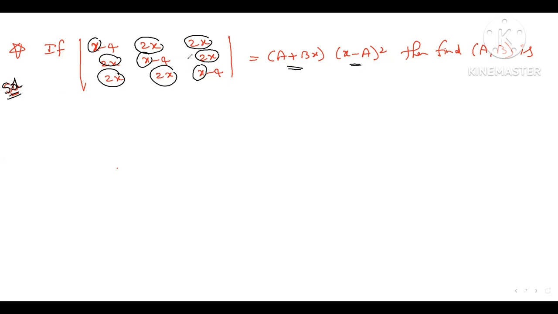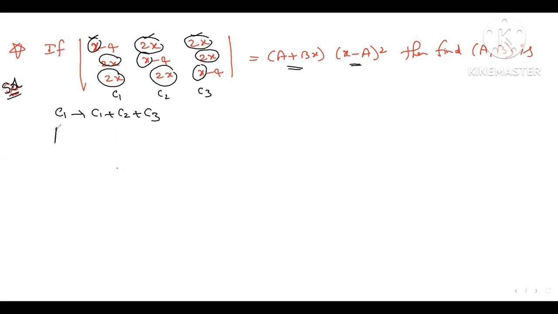Or we can add all columns. This is C1, C2, C3. That is also the same combination. So C1 is replaced by C1 plus C2 plus C3. Here also in C1 we have x minus 4, 2x, 2x. The sum of all columns is 5x minus 4. Here also the same combination. Now we should apply column operations or row operations. Okay, now I will take column operations here. So C1 replaced by C1 plus C2 plus C3.